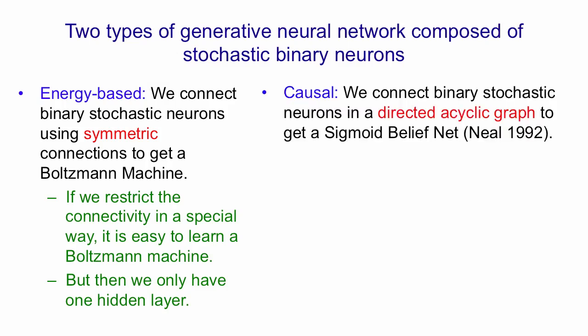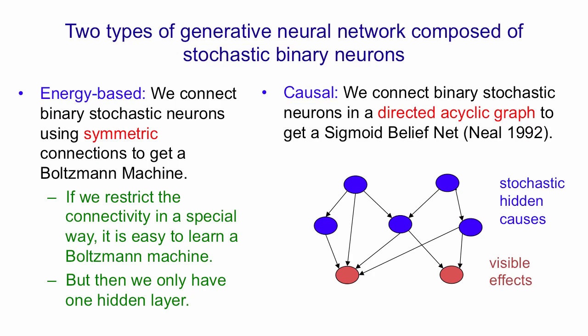The other kind of model you can make is a causal model. That is, a directed acyclic graph composed of binary stochastic neurons. And when you do that, you get a sigmoid belief net. In 1992, Neal introduced models like this and compared them with Boltzmann machines and showed that sigmoid belief nets were slightly easier to learn. So a sigmoid belief net is just a belief net in which all of the variables are binary stochastic neurons.